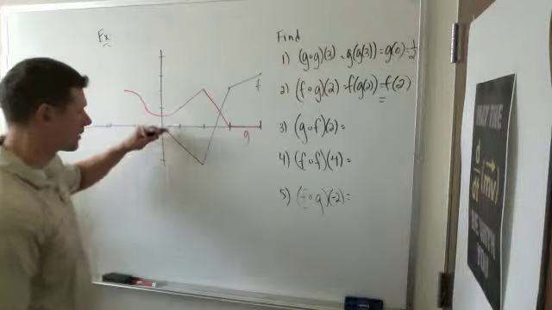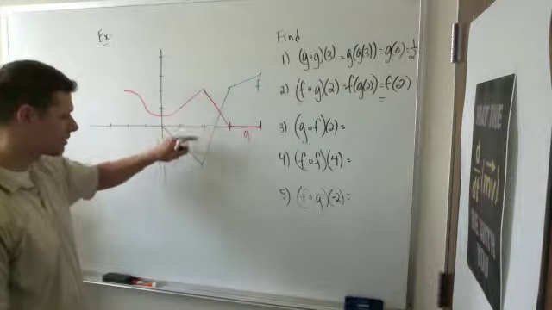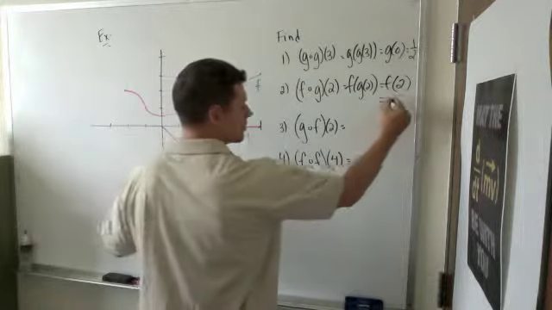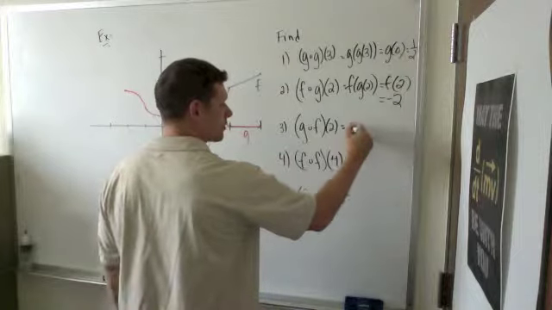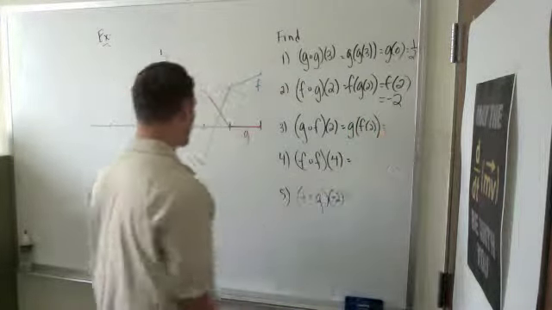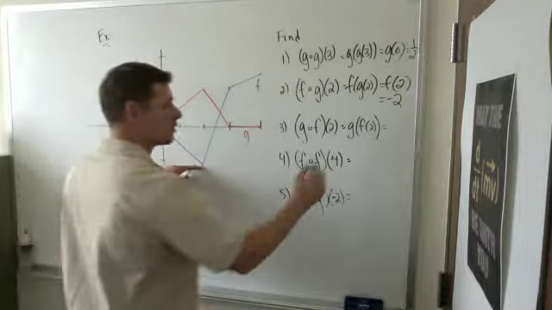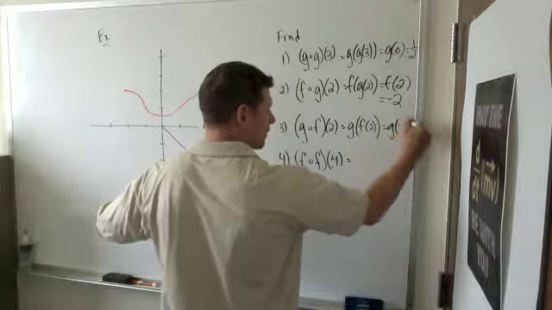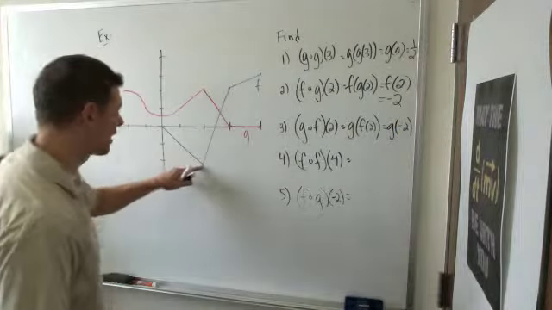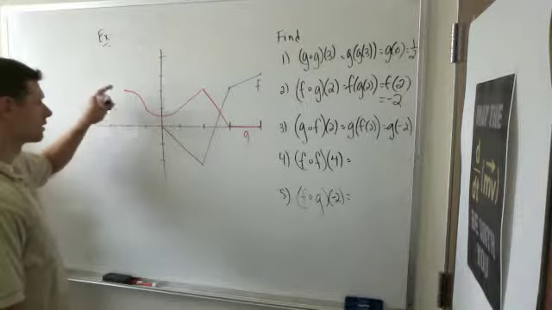Well, how high is the blue function at 2? Well, here's the blue function. How high is that at 2? Negative 2. Okay. Here we used our definition. This is equal to g of f of 2. Again, how high is the blue function at 2? Well, it's negative 2. So I'm looking at g of negative 2. But when x is negative 2, how high is g? 2.